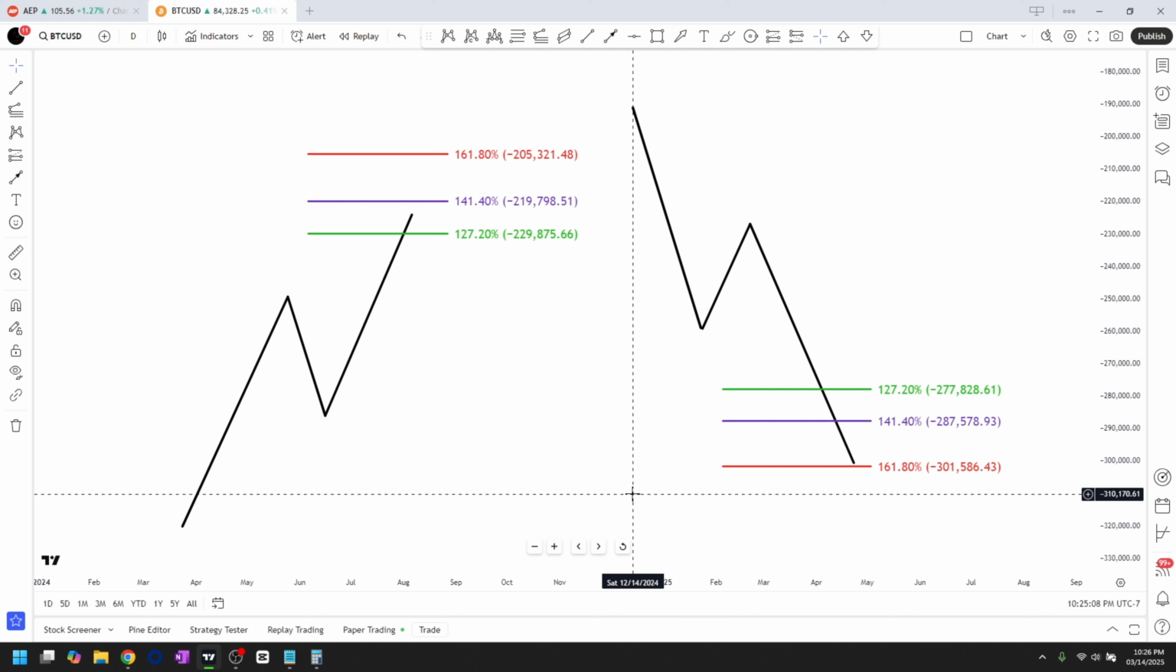I don't understand how traders come in and trade these markets without using Fibonacci. I do not understand that. And this is the game of structure.